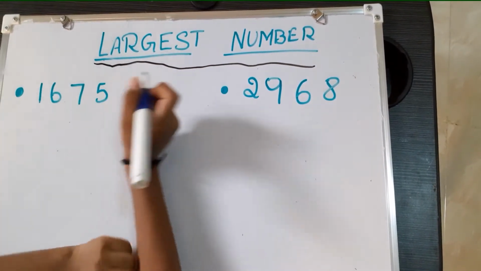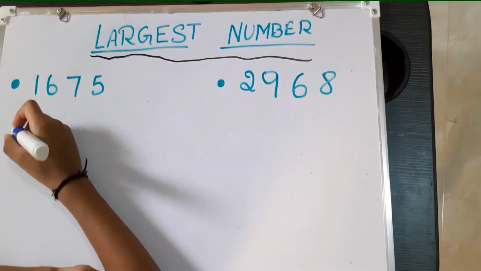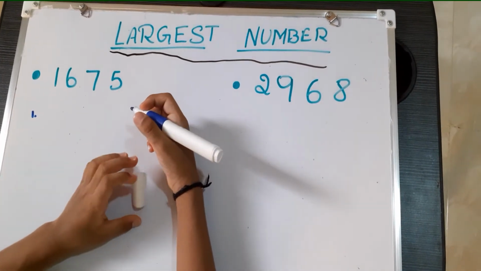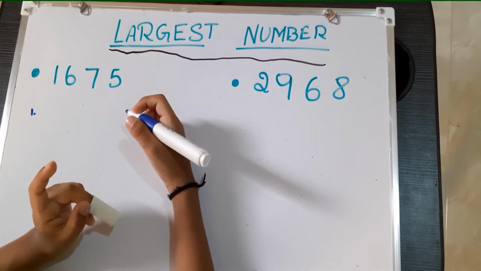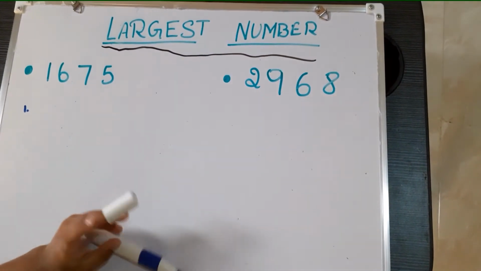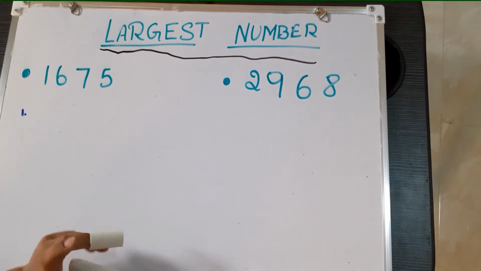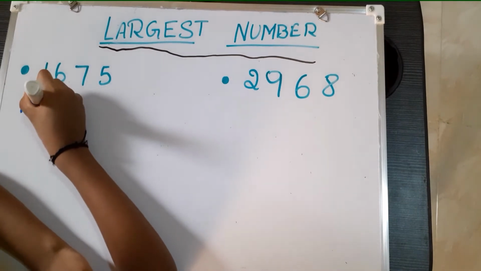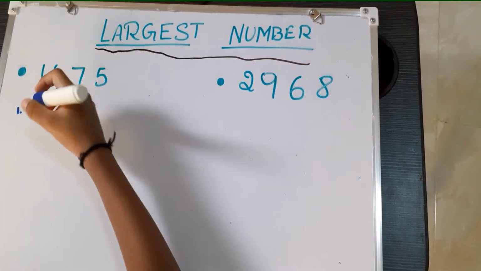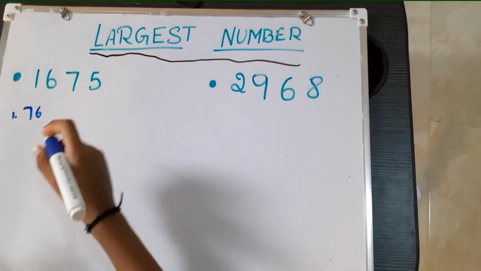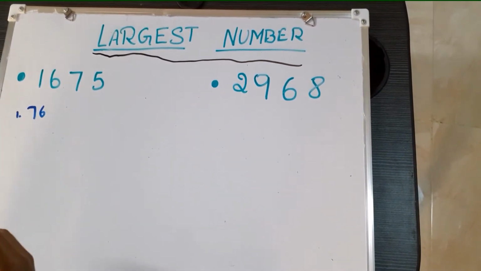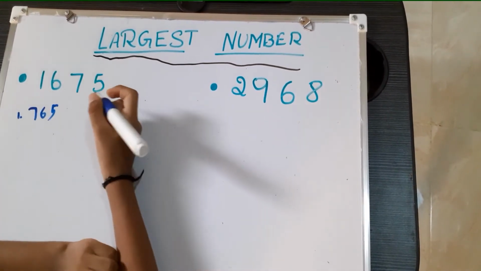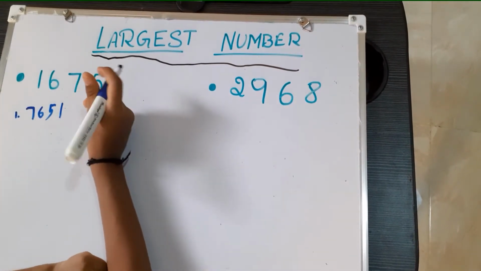So what is the largest digit here? It's 7. But first we have to write 1 here to indicate it's the first largest number we're making. So we need to do 4 largest numbers because there are 4 digits here. So we have to write 7 here. Then 6, because 6 is the second largest digit. And 5 is the third largest digit. And 1, because we're left with that.